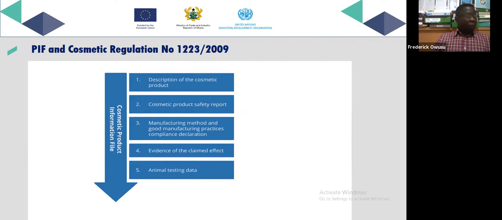The product safety report is made up of 2 parts, Part A and Part B. The Part A talks about the information on the safety of the product itself. And the Part B should talk about the product safety assessment. The third part of the file talks about the manufacturing method, your process step.